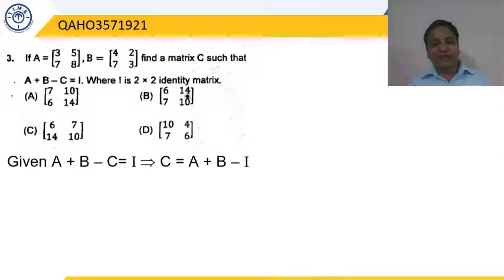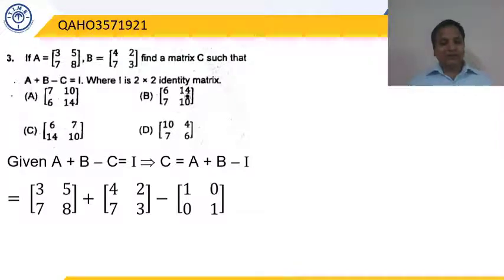Now how do we add? We have to add the corresponding elements of the matrices. A11 added to A11 of the second matrix, and then from the identity matrix subtract A11, which is 1. Let's see. So we have to add 3 plus 4. 3 plus 4 becomes 7. Minus 1 becomes 6. 5 plus 2 becomes 7. Minus 0 becomes 7. 7 plus 7 becomes 14. Minus 0 becomes 14. 8 plus 3 becomes 11. Minus 1 becomes 10. Just see the corresponding element and get the result.